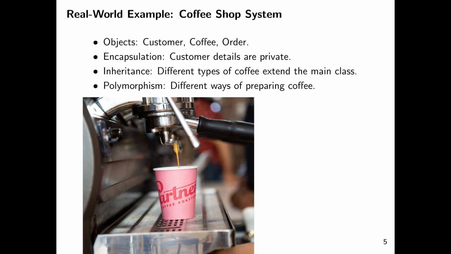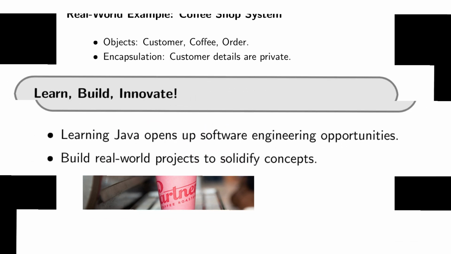Imagine a coffee shop system. We have customers, coffee orders, and different types of drinks. Using OOP, we can structure our program efficiently. Customers as objects, coffee types as subclasses, and order processing using polymorphism. This real world approach makes coding intuitive and scalable.